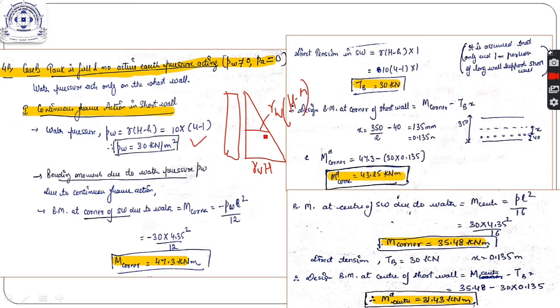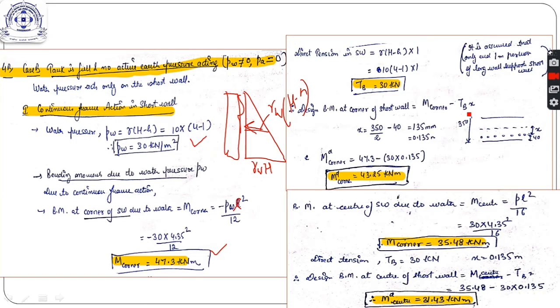So due to the continuous frame action in the upper portion, there will be horizontal bending and there will be moments at corners and at center. In the same way as we did previously, we calculate the bending moment at the corner of the short wall due to the water, which will be PL square by 12, sorry, PB square by 12. Here L is B plus D by 2 plus D by 2. This is small l. Okay, so we get the moment at the corner.